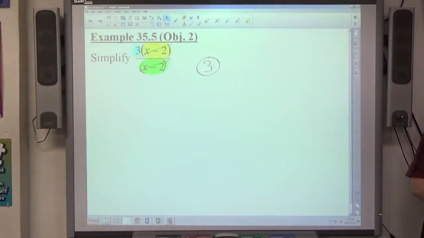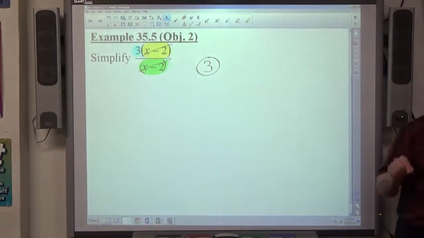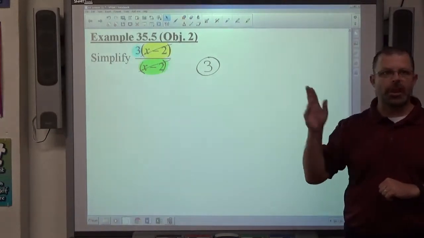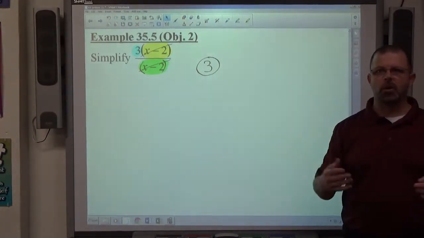All right? That's called canceling an algebraic fraction. That's how you do it. Factored form first. Then if you have a common factor on top and bottom, you're just allowed to strike those out. Whatever's left over is left over.